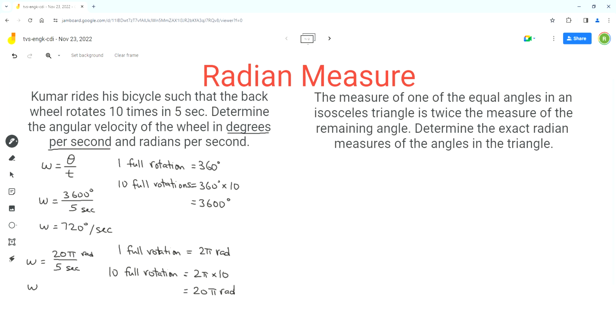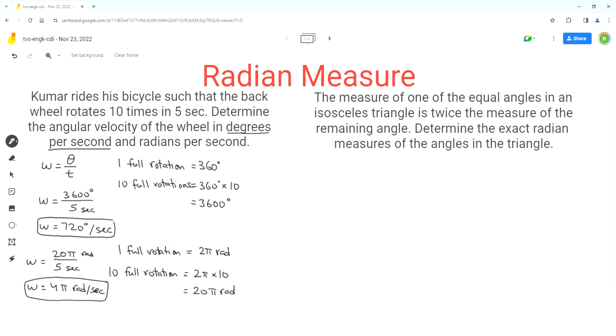And now we can simplify this expression. So 20 divided by 5 is 4. So we get 4 pi radians per second. So this should be the angular velocity of the wheel in radians per second. So these are the answers for this problem. Now we can analyze the second problem.